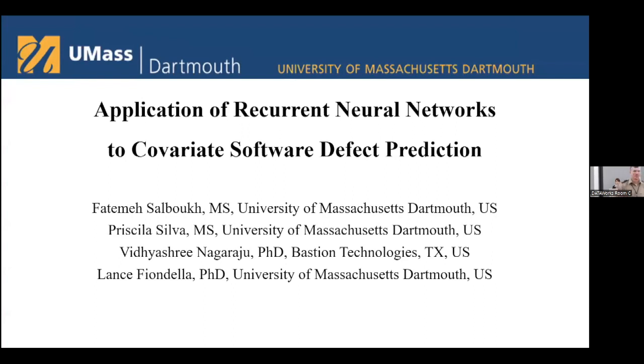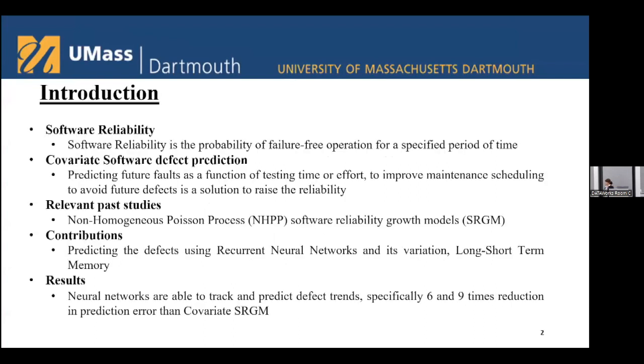So, thank you. Hello everyone, I'm Fatima and I'm going to talk about the application of recurrent neural networks to covariate software defect prediction. To provide the background about the subject, I start with the definition of software reliability, which is the probability of failure-free operation for a specified period of time. We can raise this reliability by predicting future faults as a function of testing time or effort, to improve maintenance scheduling and avoid future defects.